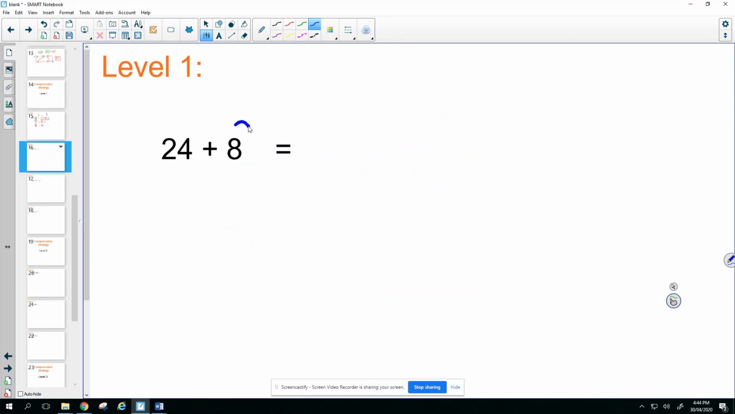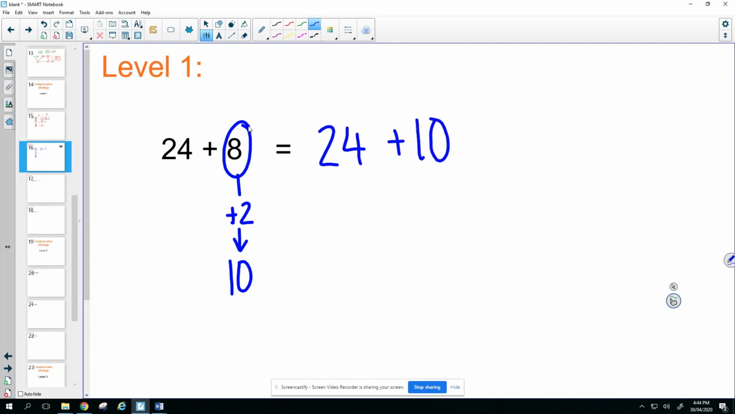24 plus 8. Let's focus on the 8. I want to turn that 8 into a 10. How did I do it? I added 2. So when I added 2, it turned into a 10. Let's rewrite this number sentence. 24 plus 10. Let's focus on what I did. I added 2, which means that I have to take away 2.